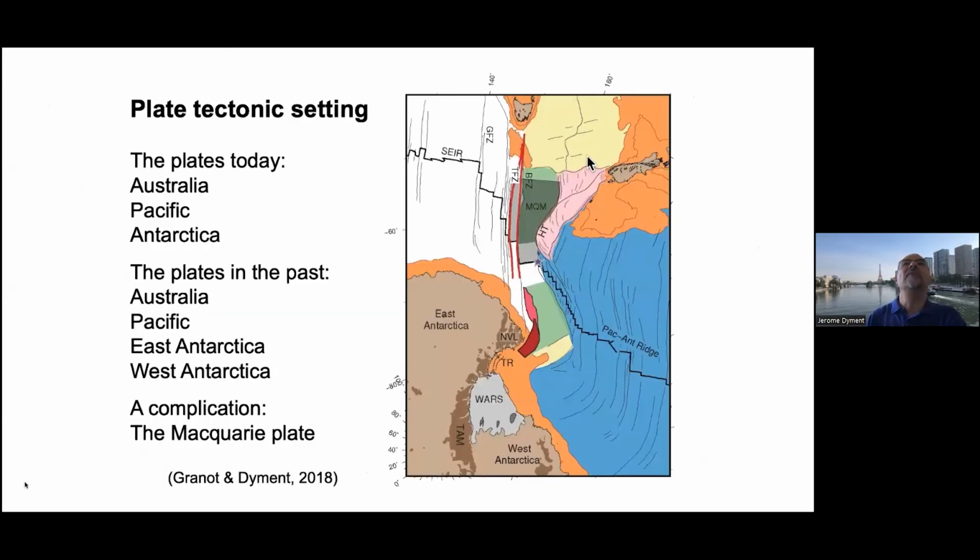Those are the plates. The plates today are Australian, Pacific, and Antarctica. But in the past, there were two Antarcticas. There was East Antarctica, that surprisingly, because it is seen from the American side, is on the left, and West Antarctica, that is on the right. Yes, the Earth is a sphere, remember. Okay, there is also a complication with the Macquarie plate, but I'm not going to discuss this complication. I recommend you read the paper if you are interested.